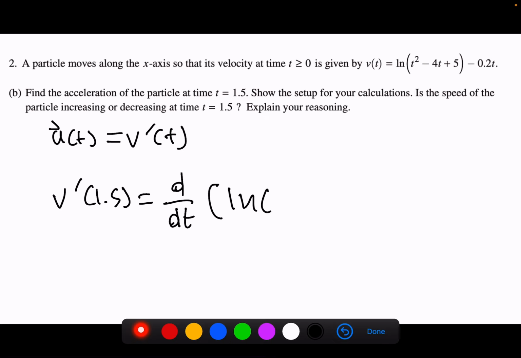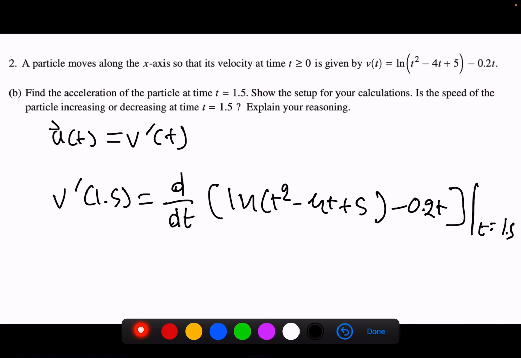So this is equal to d over dt of the natural log of t squared minus 4t plus 5, minus 0.2t. Sorry, I forgot that one. At t is equal to 1.5. I went ahead and did that in my calculator, and I found that this is equal to negative 0.999, or we can say negative 1.